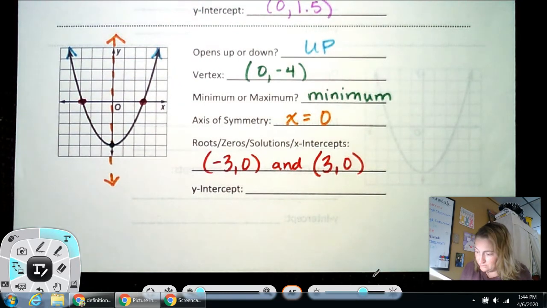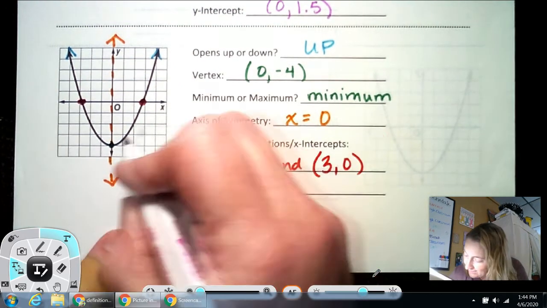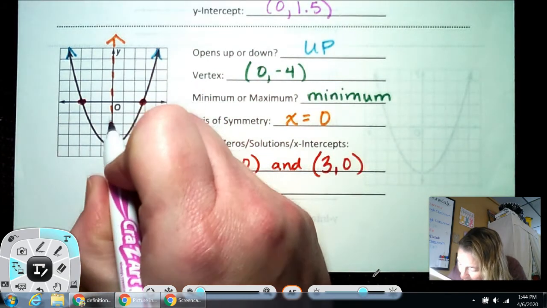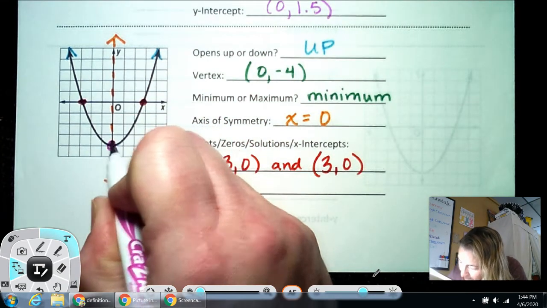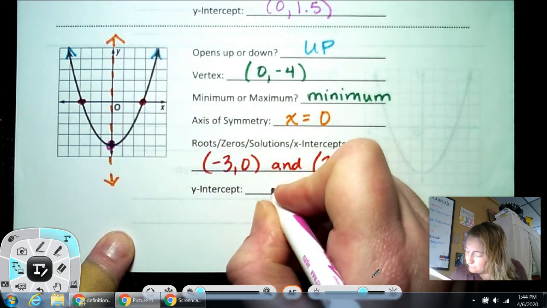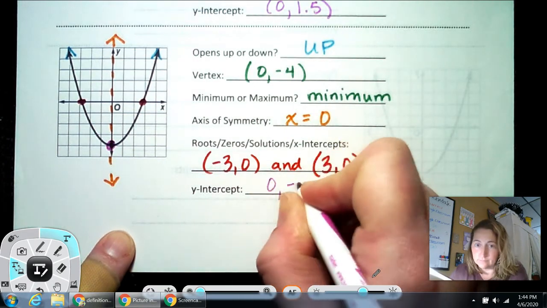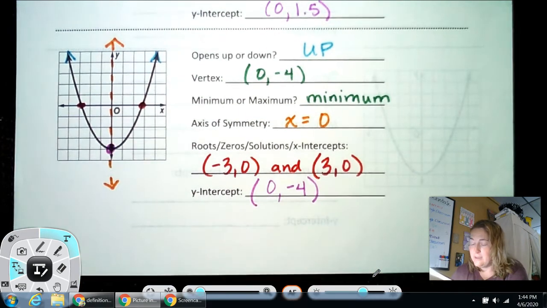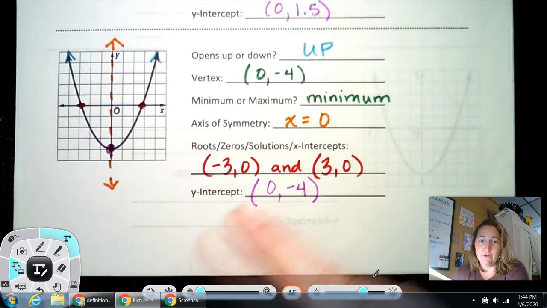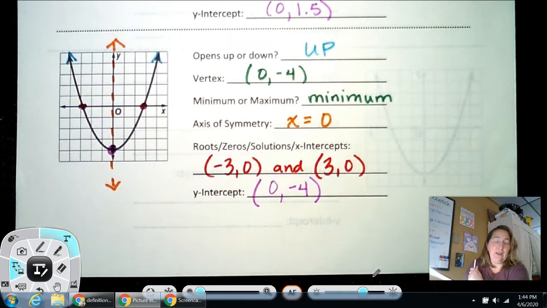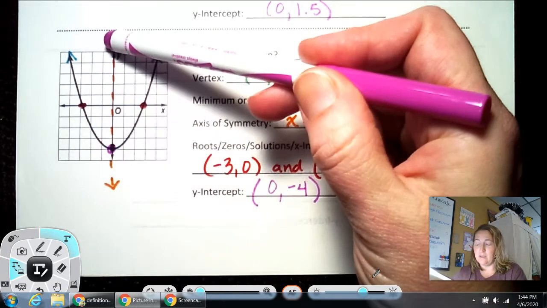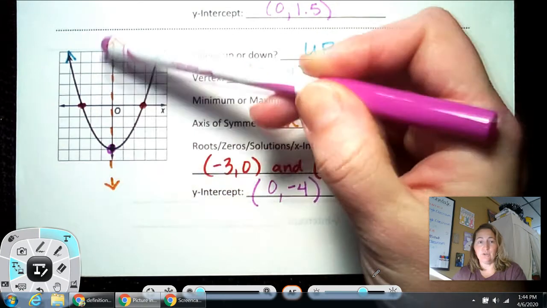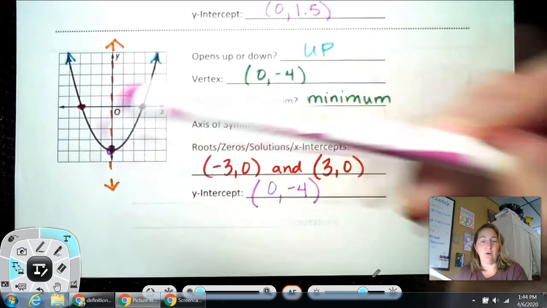And then the y-intercept is where we cross that y-axis. This one crosses at -4. So for this particular graph, the vertex and the y-intercept happen to be the same point. That's not always going to be the case, but it is going to happen whenever the axis of symmetry is the same as that y-axis.